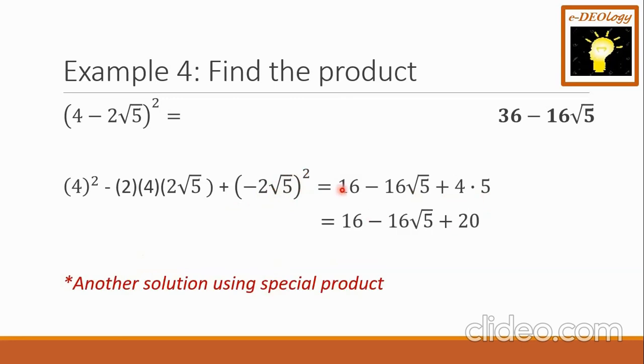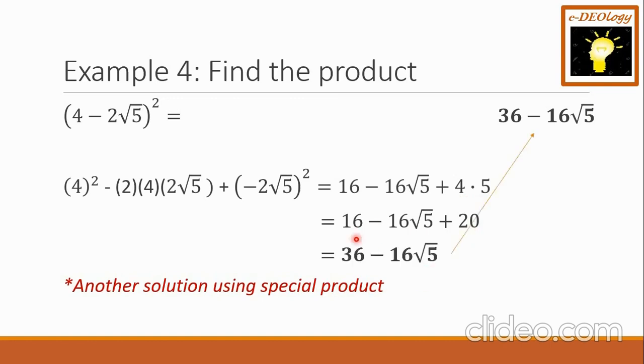Then we will simplify, the 16 comes down, then minus 16 square root of 5, multiplying 4 and 5 becomes 20. Then we will combine the 16 and 20, so this answer here is the same with our answer a while ago when we solved this using the long method of multiplication.